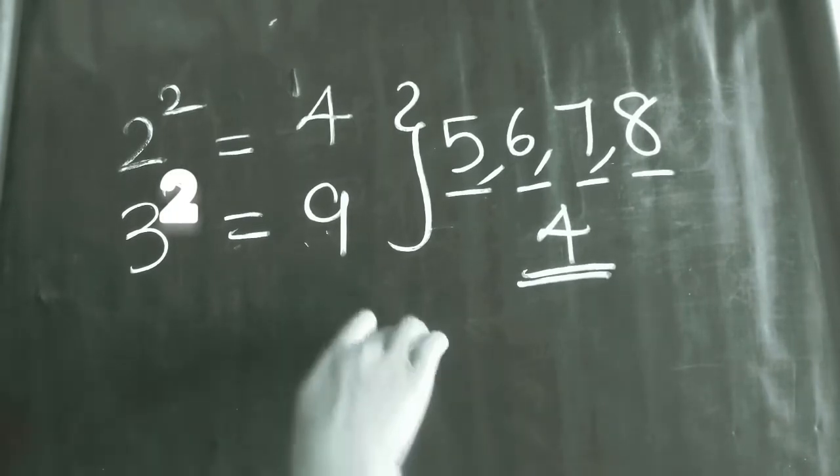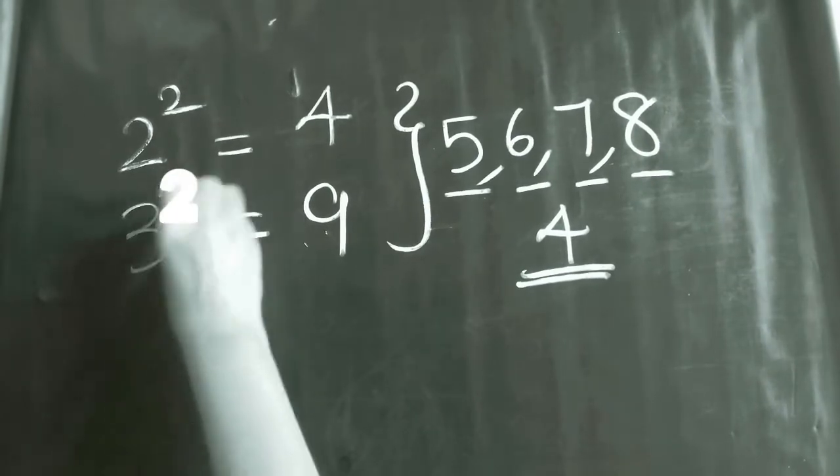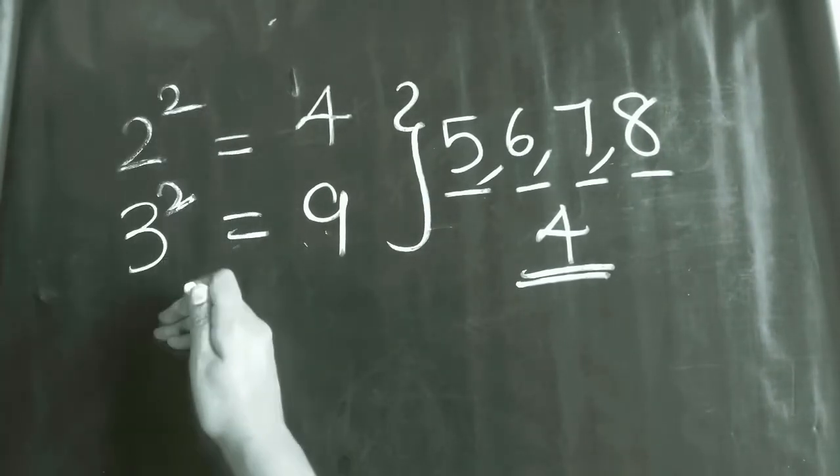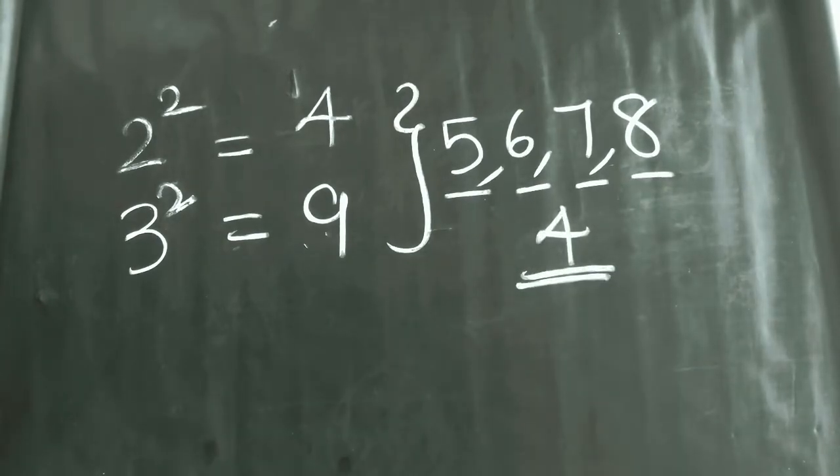So we can say between 2 squared, here it will be 3 squared. So between 2 squared and 3 squared, there are 4 non-square numbers.